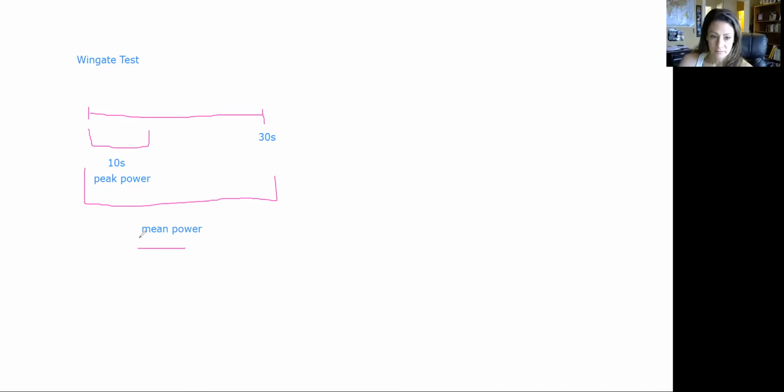So, do you think it's possible to increase your mean power? It is. Do you think it's possible to increase your peak power? It is. What kind of training do you think would do that? High intensity interval training. Intense anaerobic interval training will increase your peak power and your mean power, your anaerobic fitness.